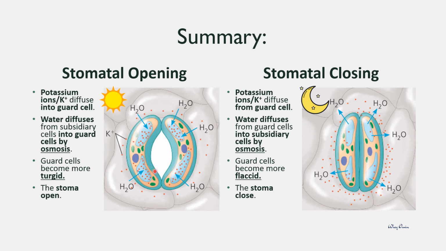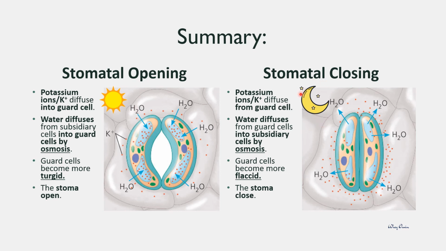Stomatal opening is important during daytime to enable the diffusion of carbon dioxide from the atmosphere into the plant cell for the Calvin cycle, and the oxygen produced by the photolysis of water that occurs during the light-dependent reaction can be released into the atmosphere also.